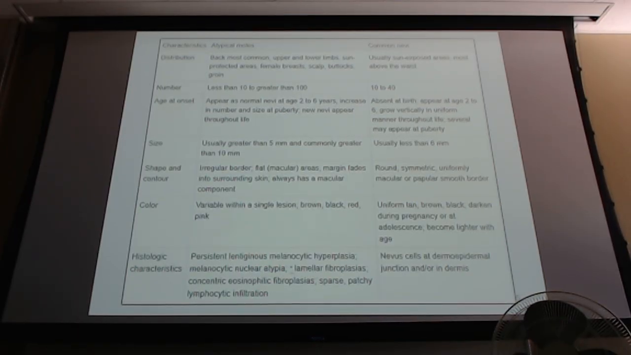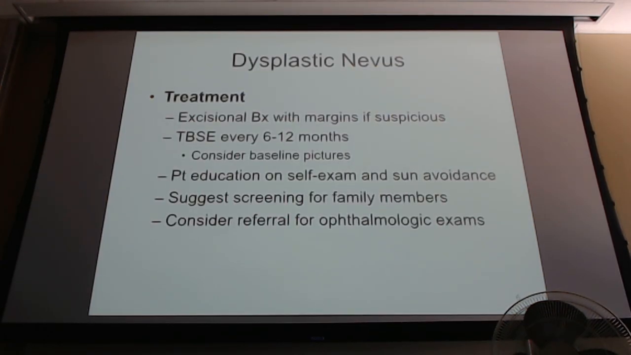Again, the chart is just talking about what the common nevi are that we talked about yesterday, and what these atypical dysplastic nevus are. We just talked about all that. Excisional biopsy with margins, if suspicious. Again, if we are doing some type of biopsy, a punch, a shave, an excise, we always want to get some of the good skin out with it too, so we're not leaving any of those cells located to regrow.